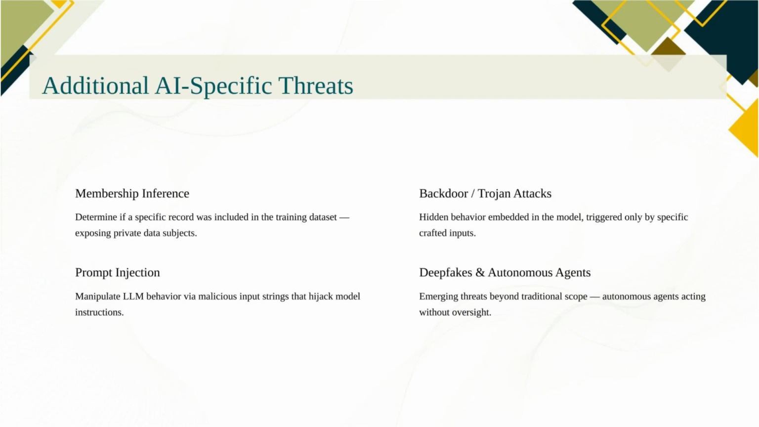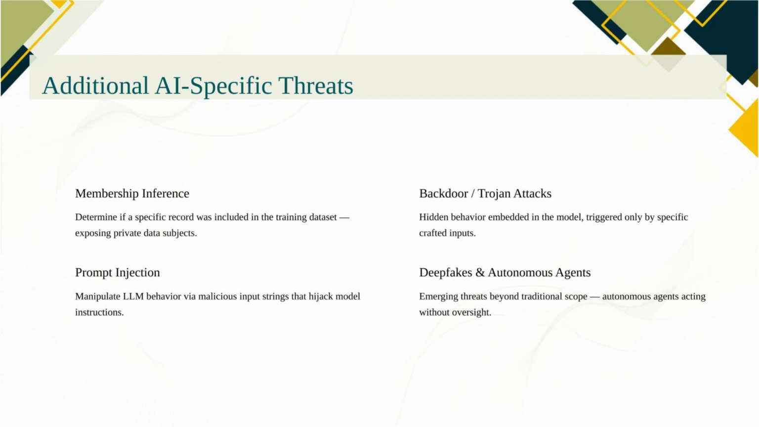Beyond the core four, there are additional AI-specific threats the exam expects you to know. Membership inference determines whether a specific individual's record was included in the training dataset, a serious privacy violation when the model relates to health, finance, or criminal history.